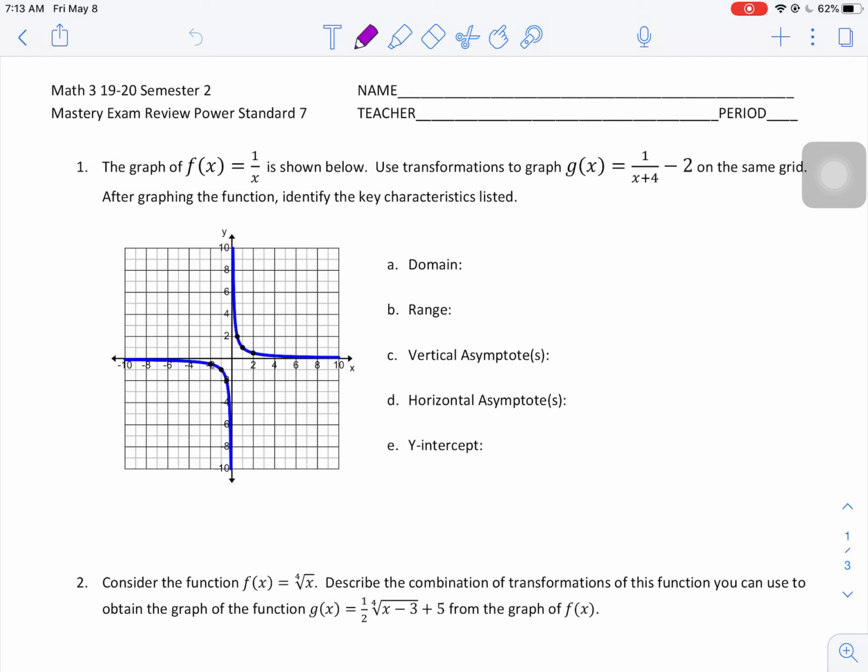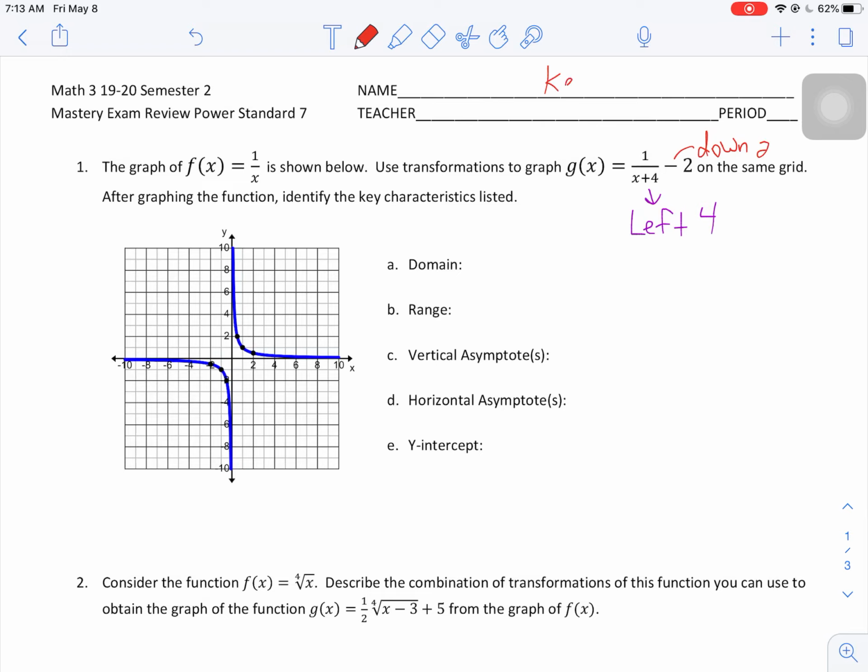Math 3, Semester 2, Mastery Exam Review, Power Standard 7. f of x equals 1 over x is shown below. Use the transformations to graph g of x on the same grid, and then say all of those key features. So, the plus 4 makes us go left 4, and then the minus 2 makes us go down 2.